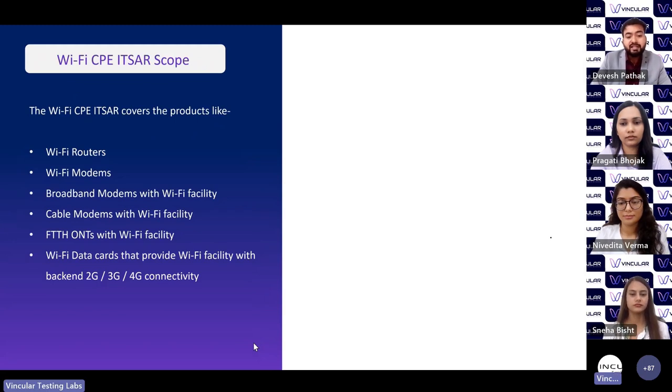Talking about the NCCS ITSARs, we shall discuss the Wi-Fi CPE ITSAR scope and the NCCS testing criteria. As you all can see on the left side of the screen, Wi-Fi CPE covers Wi-Fi routers, Wi-Fi modems, broadband modems with Wi-Fi facility, cable modems with Wi-Fi facility, FTTH ONTs with Wi-Fi facility, Wi-Fi data cards that provide Wi-Fi facility with backend 2G, 3G, and 4G connectivity.